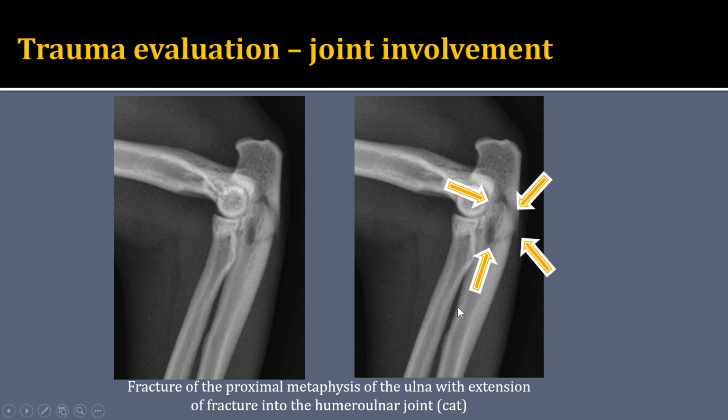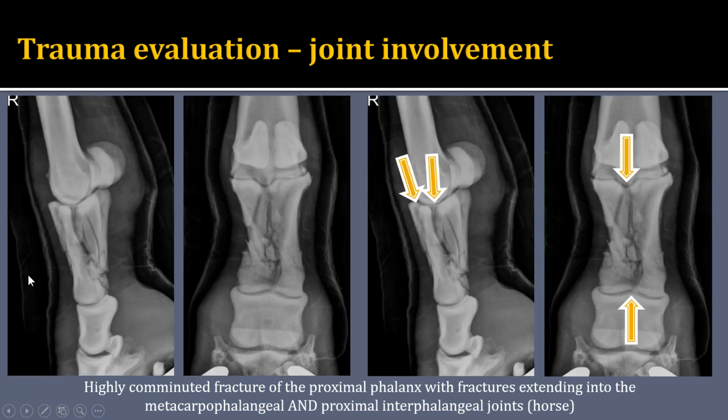When we think about whether or not the joint is involved, sometimes the fracture lines extend into the joint. This is a lateral view of a cat elbow that has a proximal ulnar fracture, and this would be kind of proximal diaphyseal, metaphyseal of this ulna. And if we look at this fracture line, it actually extends into the joint in this area. So this now is an intra-articular joint fracture.